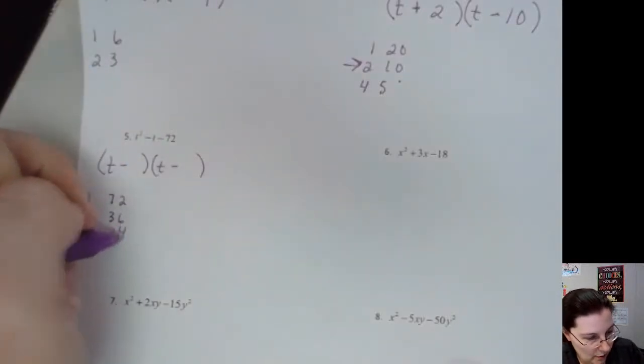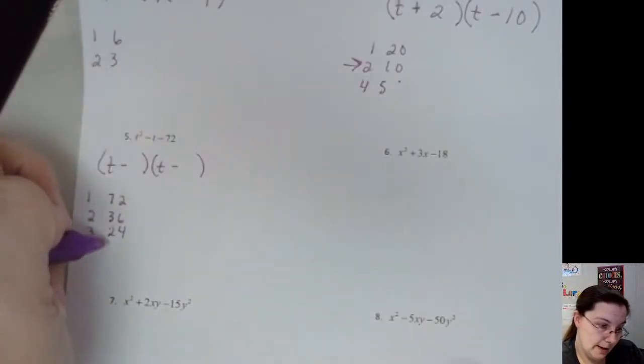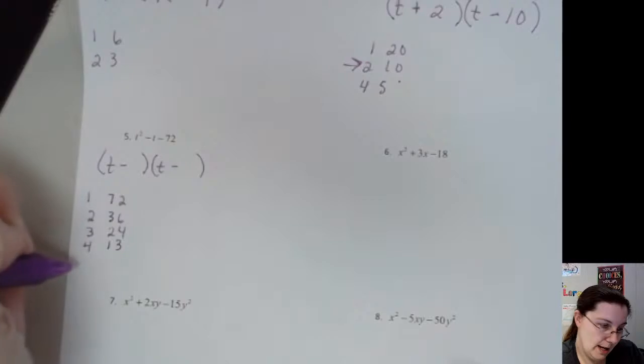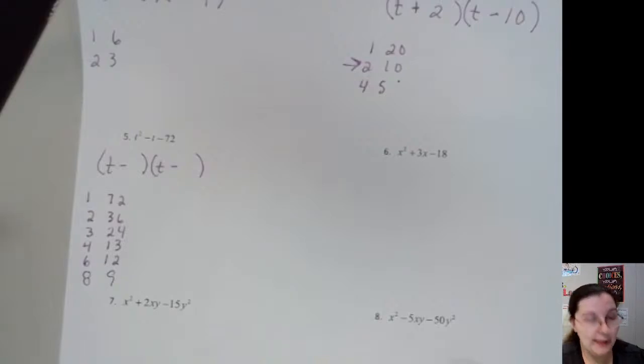so that's a 24. 4 goes into it. That's going to give me a 1 and 3. 5 does not. 6 does. So that's going to be 12. And 7 does not. 8 does, though. 8 and 9. And I'm done on factors.